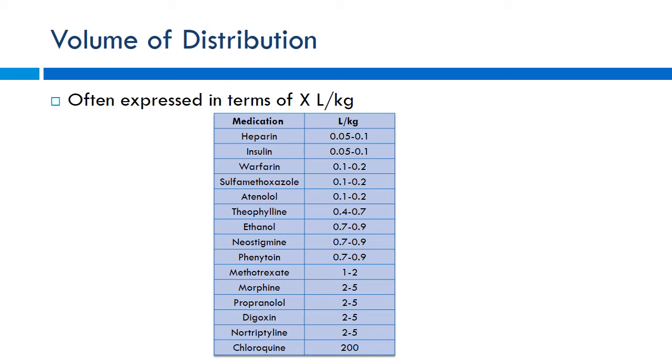So things that have a high volume of distribution, you usually can't because they're all in the tissue, versus things that have a low volume of distribution. And again, that 1 liter per kilo is usually the cut point that we use there.